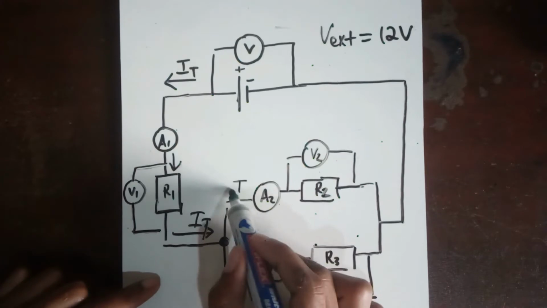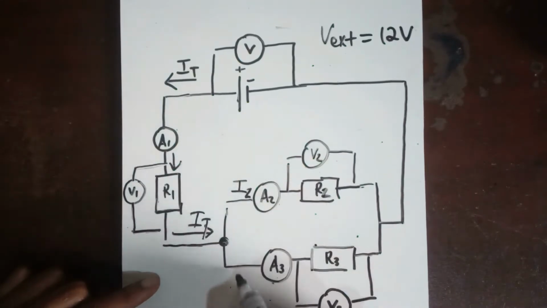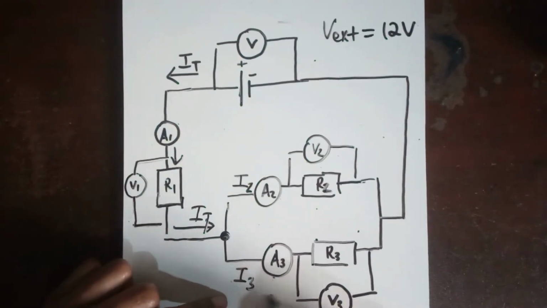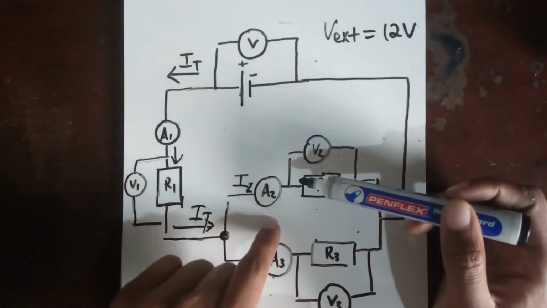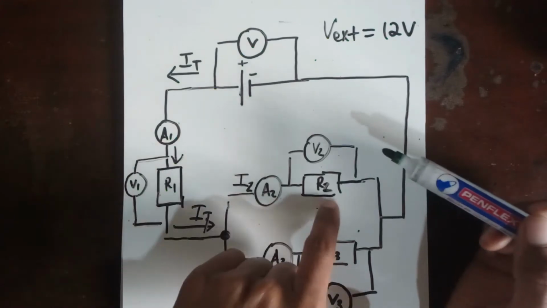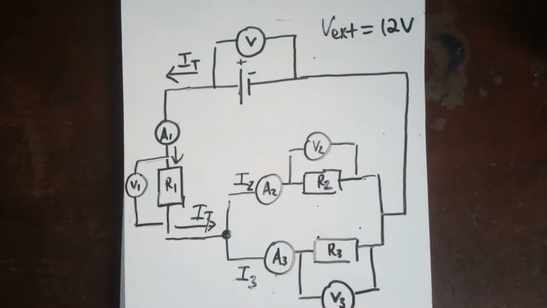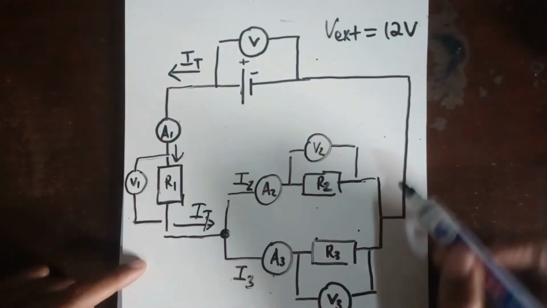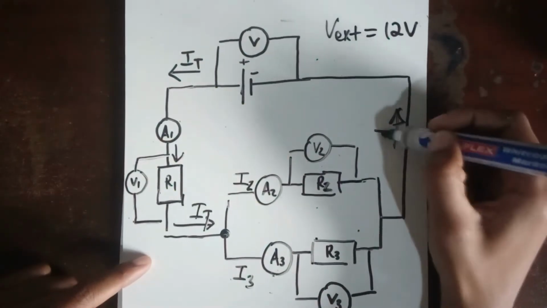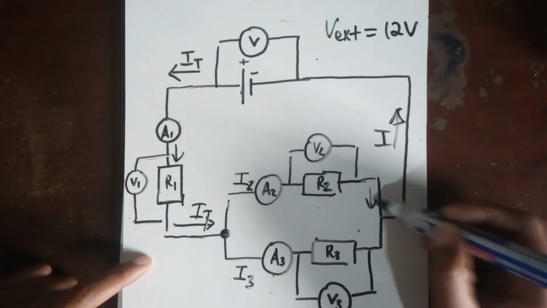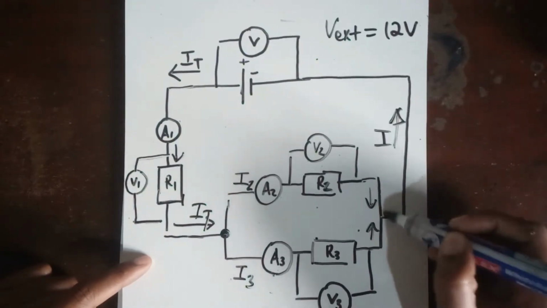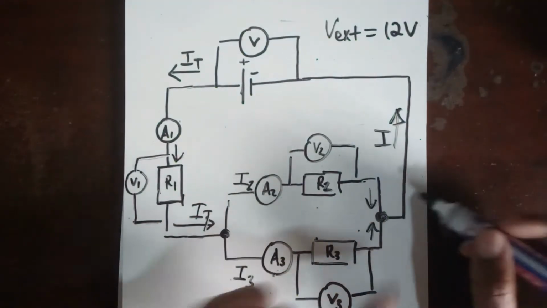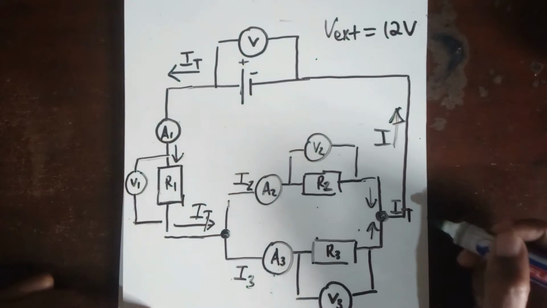will now split into two. Let's call the current in this branch I2, and the current in this branch I3. This ammeter will measure the current that passes through this resistor, and this ammeter will measure the current that passes through this resistor here, and then finally we will have our IT. I2 as well as I3 will combine again into IT. I hope that is making sense.